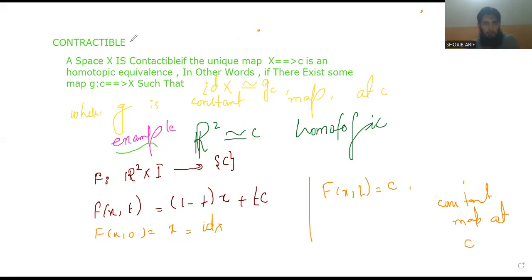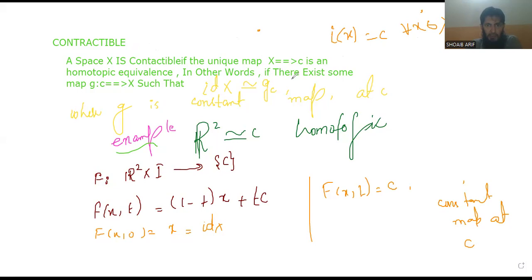So today I will explain the definition of contractible. So what is the definition of contractible? A space X is contractible if the unique map from X to a point C, meaning the map sending every x belonging to X to C, is a homotopy equivalence.